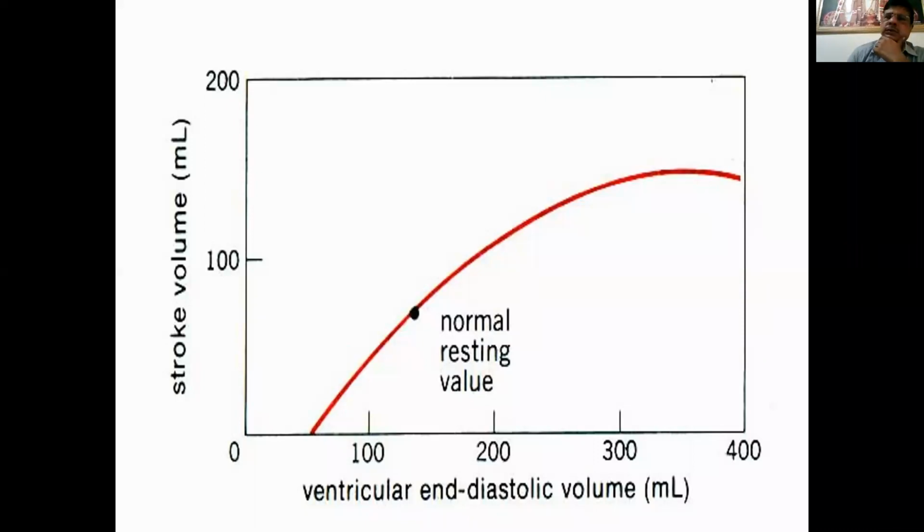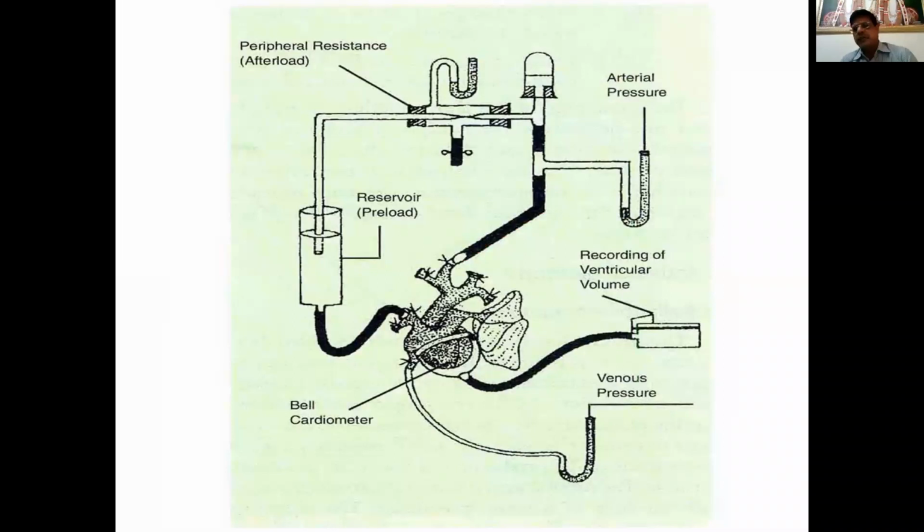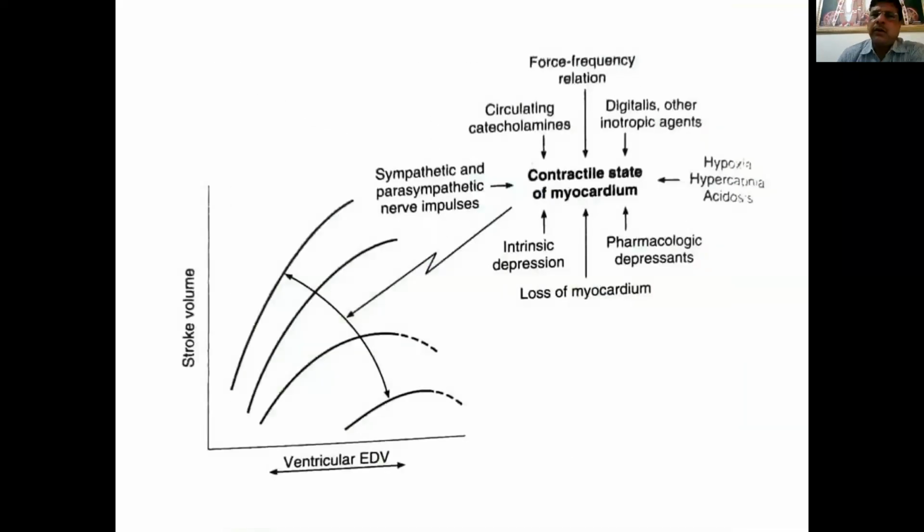Now we'll move on to the homeometric regulation of cardiac output. I'll come back to this diagram afterwards. I did introduce this to you. Okay. So we can draw a graph with the ventricular end diastolic volume on the x-axis. What are the other names you can give for the ventricular end diastolic volume? Initial length or preload.